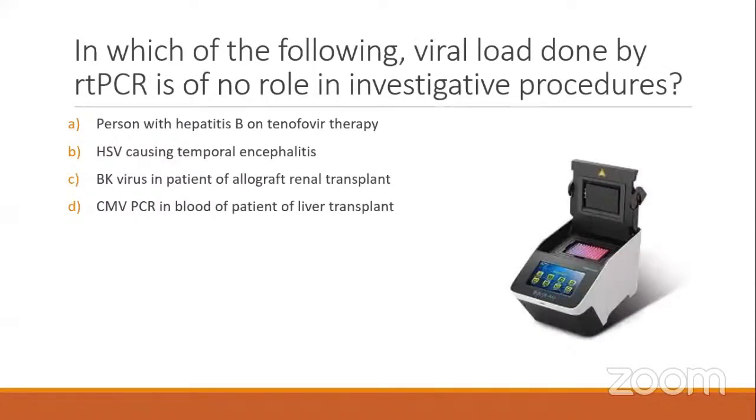Okay. In which of the following conditions is viral load done by RT-PCR of no role in the investigative procedures? First option is a person with hepatitis B on tenofovir therapy. Second is HSV causing temporal encephalitis. Third, BK virus in a patient with an allograft renal transplant. Fourth, CMV PCR in blood of a patient with a liver transplant. Any idea?